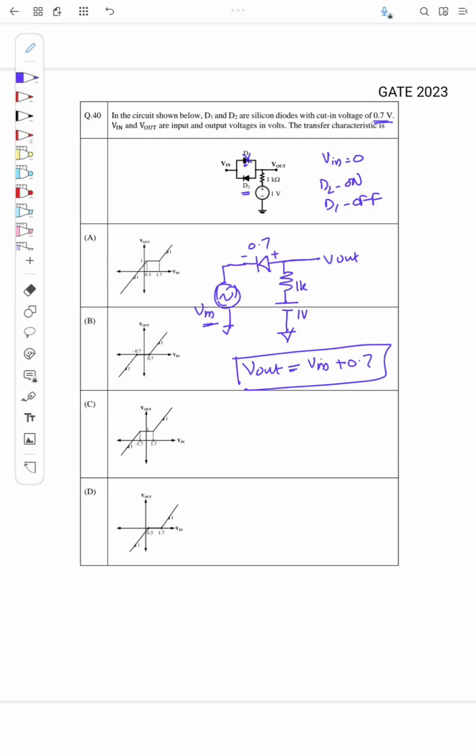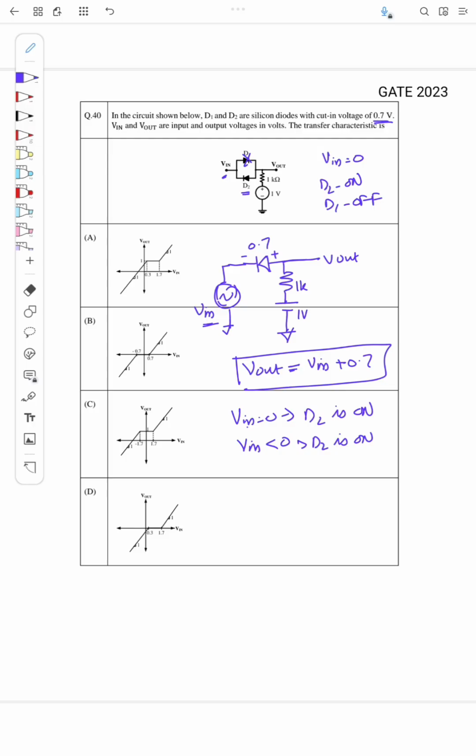Here, diode D2 is on when Vin is equal to 0, and also when Vin is less than 0, D2 is on, because this node will be negative and that is connected to the cathode of diode D2. So that is always on when Vin is less than 0.